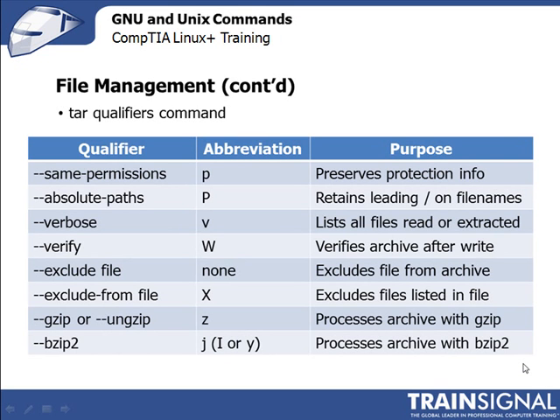--bzip2 has the lowercase j, y, or capital I abbreviation, and that says to process the archive using bzip2. Let's move on to the dd and cpio commands.